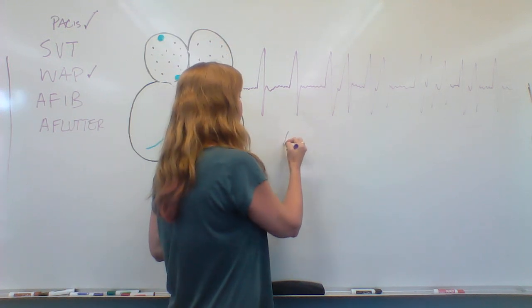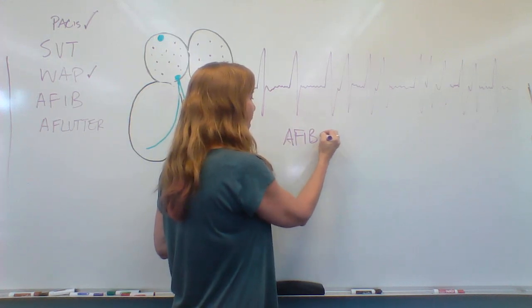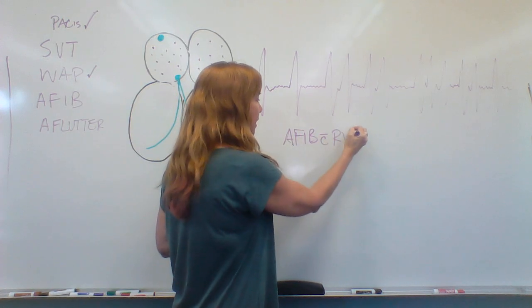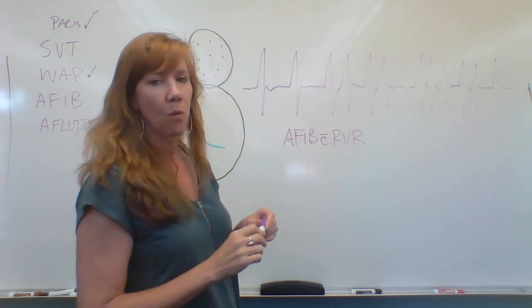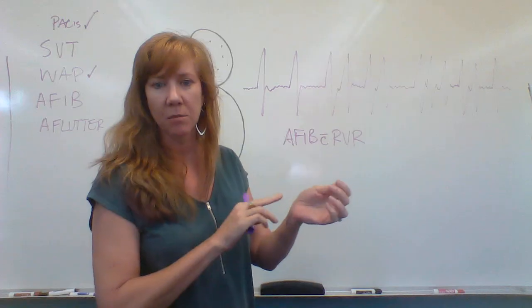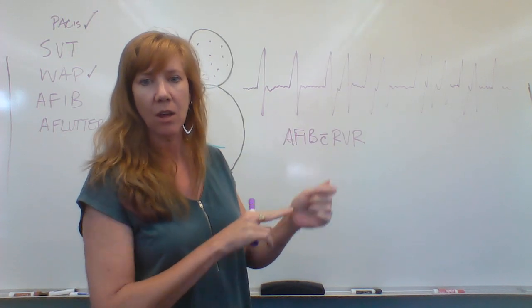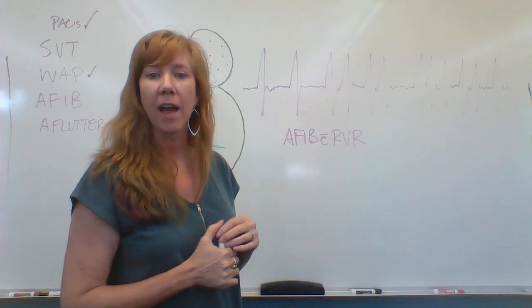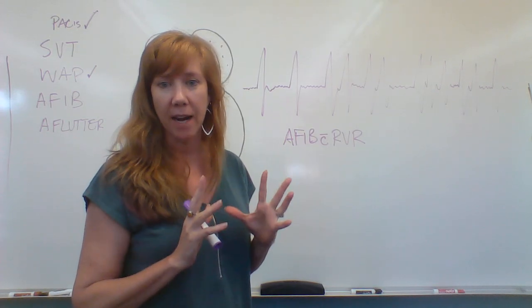So we're going to call that AFib with an RVR. That sounds fancy. What's a rapid ventricular response? It means your pulse rate is high. Your heart rate is high. If you have AFib with a high heart rate, you're usually a lot more symptomatic.